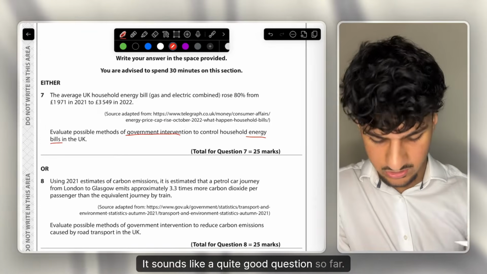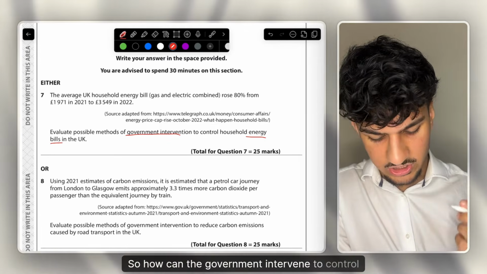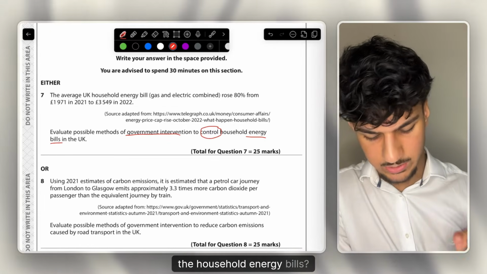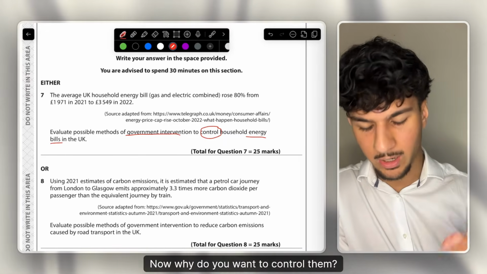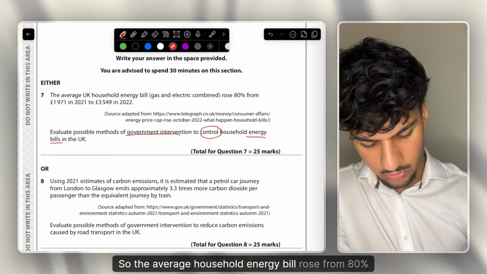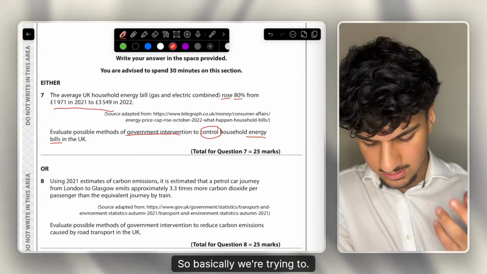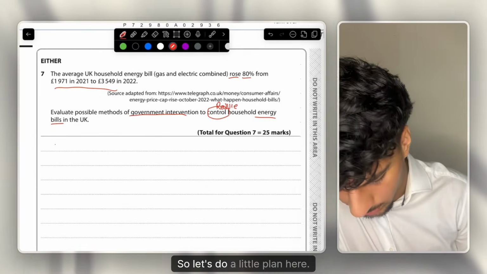So, it sounds like quite a good question so far. How can the government intervene to control household energy bills? Now, why do you want to control them? I'm guessing the stimulus is going to tell us. So the average household energy bill rose by 80% from wherever it rose from. So what's the question asking us now? Let's do a little plan here.